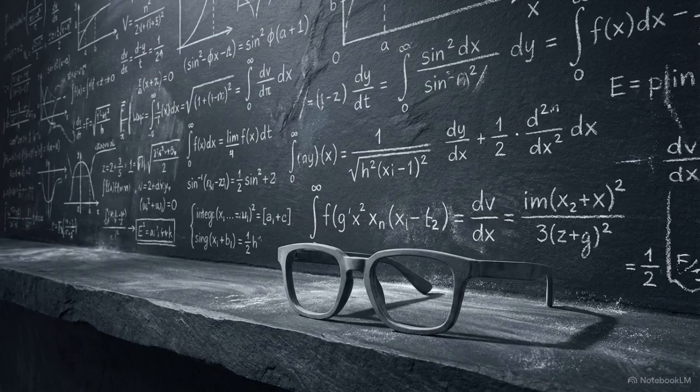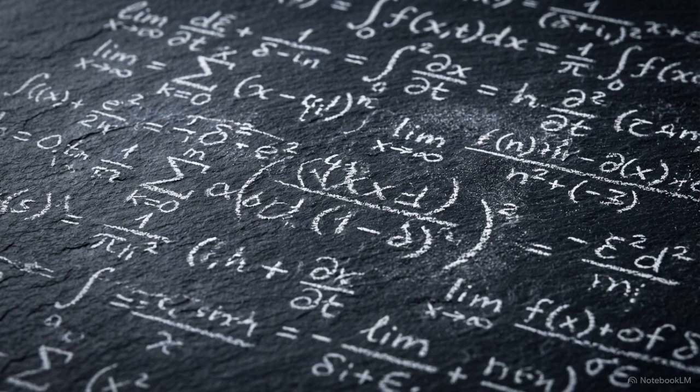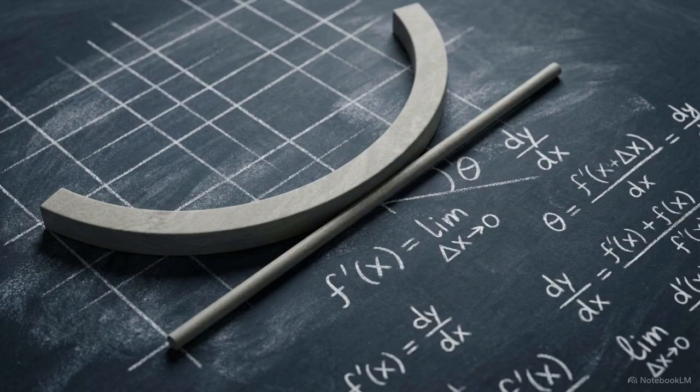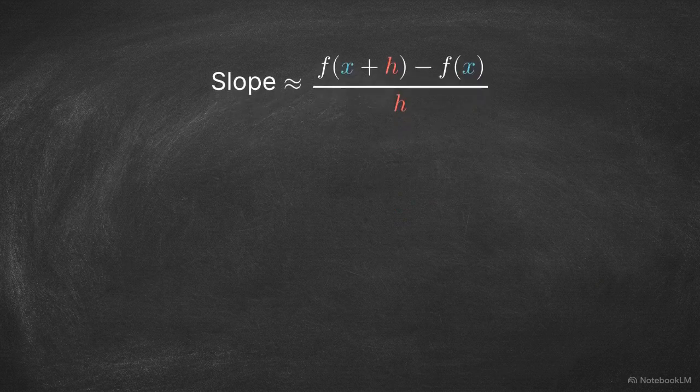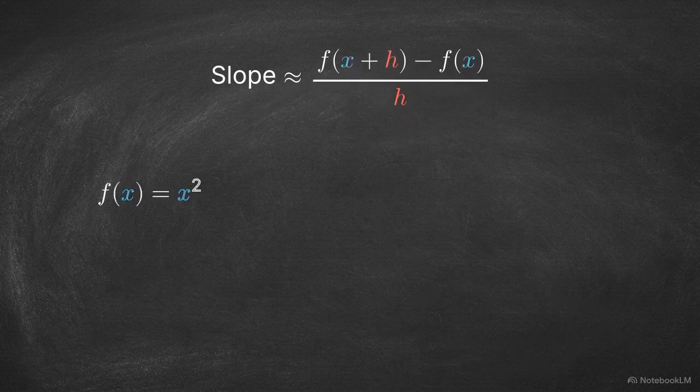Now that we know what a gradient does, let's calculate one. When a machine learning model faces an equation too complex for standard calculus formulas, it uses a numerical gradient calculation to approximate the slope. This is the numerical slope formula. To see how it works, we'll use a simple baseline equation.